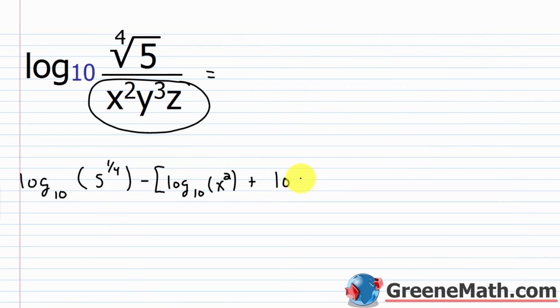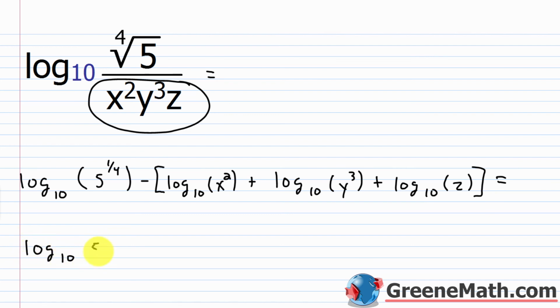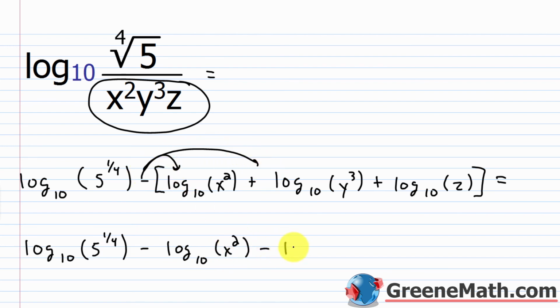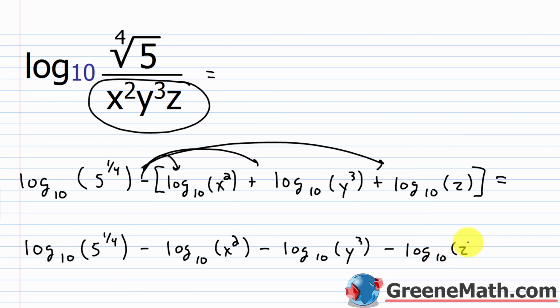So plus log base 10 of y cubed. And then plus log base 10 of z. And the grouping symbols are just reminding you to distribute that negative to each term. So if I keep simplifying here, I'll have log base 10 of 5 to the 1/4 power minus, right, this will go over here, log base 10 of x squared minus log base 10 of y cubed minus log base 10 of z.